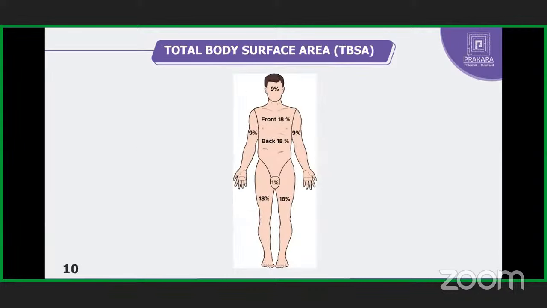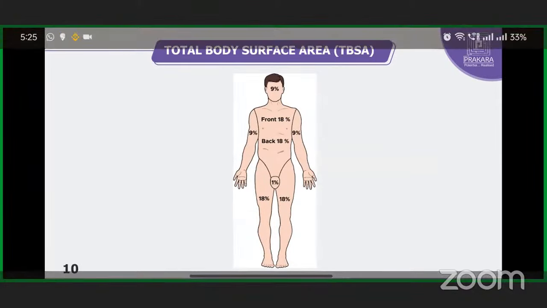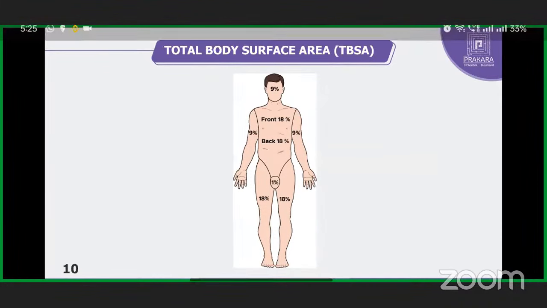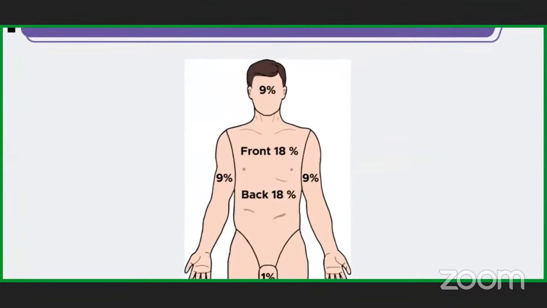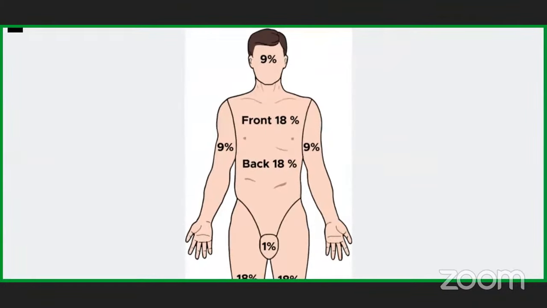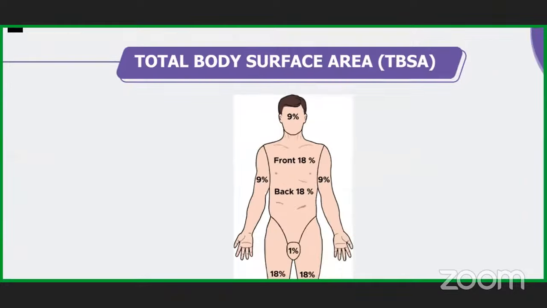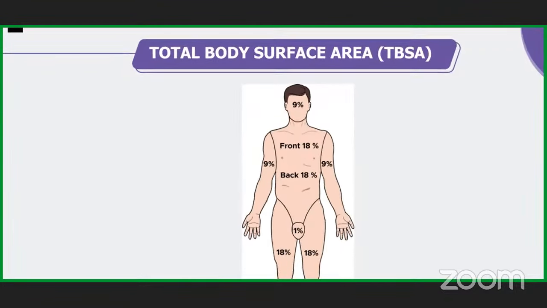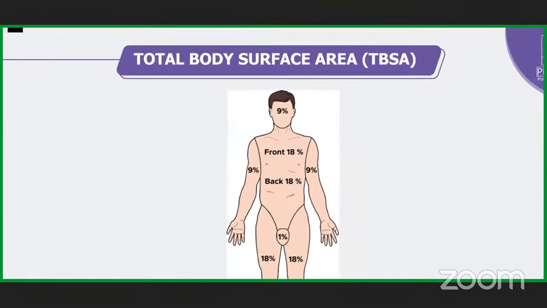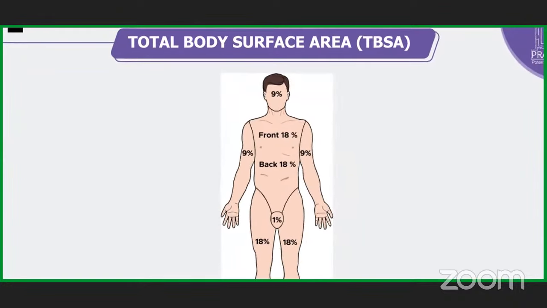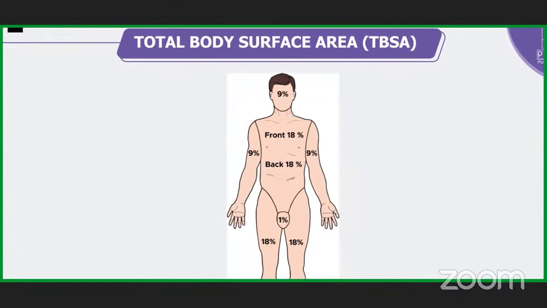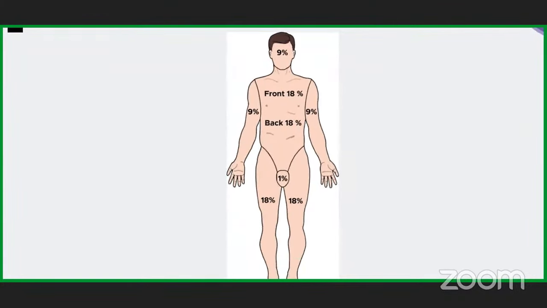Yes, total body surface area. Again, I want to explain this with my diagram, but first we'll go through this slide. What are you seeing here? The head is given as 9%. Basically, total body surface area. This is called the rule of 9, Wallace rule. By this total body surface area, you estimate how much percentage of the body is burnt.